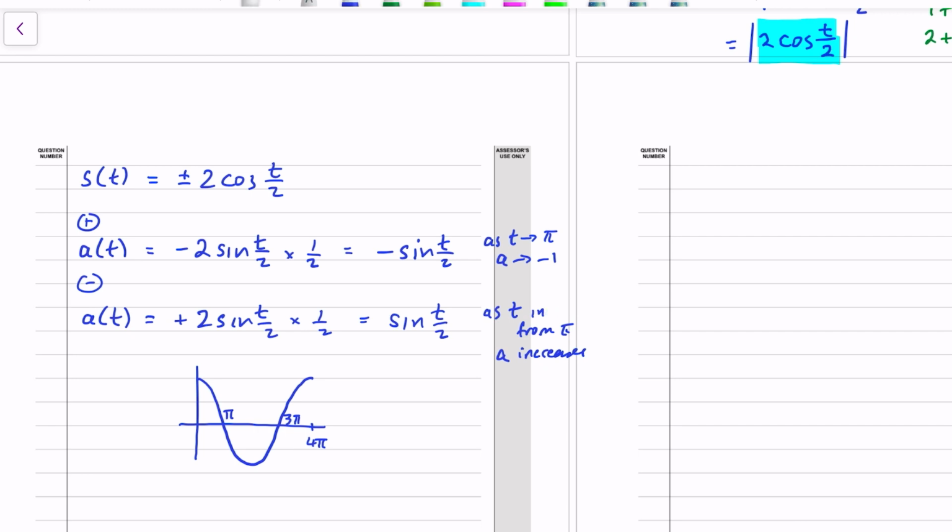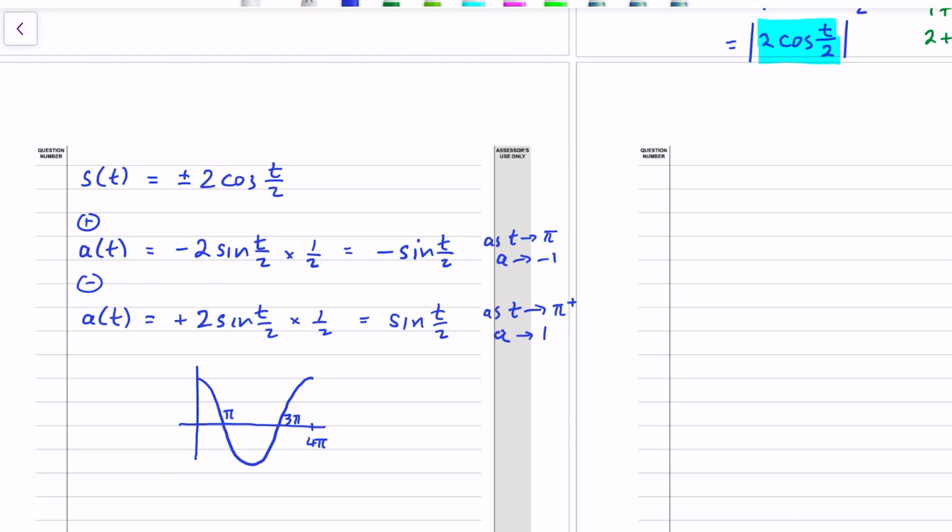Actually, no, there's a better way of saying this. As t approaches pi from the positive side, so in other words, going backwards in time, then the acceleration would approach positive 1. And they're clearly different values, so it's discontinuous.